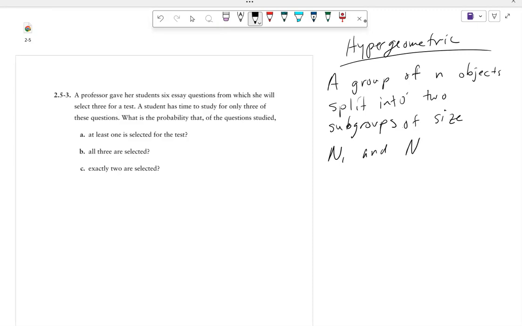And we'll use a capital N1. Oh, I'm sorry. I used a little n. I think your book uses a big N for the total number of objects. Yeah. They use a capital N for the total number of objects and a little n for the number that we're going to select. So, okay.